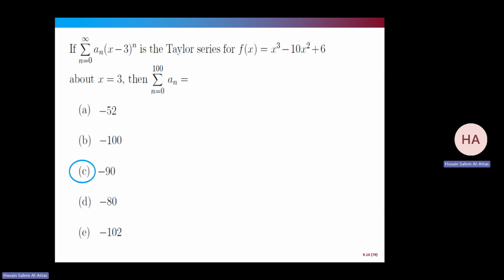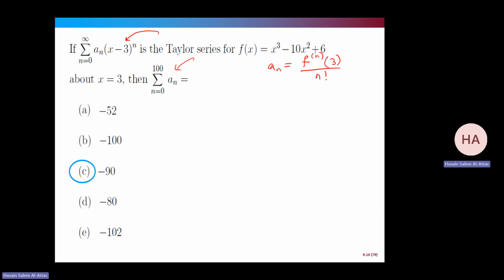Okay. If a_n is a Taylor series for this function, what they want is a_n up to 100. Wow. Okay. What is a_n? a_n is the nth derivative at 3, since c equals 3, over n factorial. That's a_n. This is the Taylor expansion.